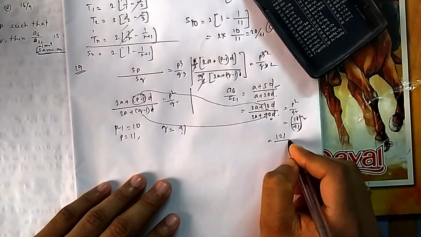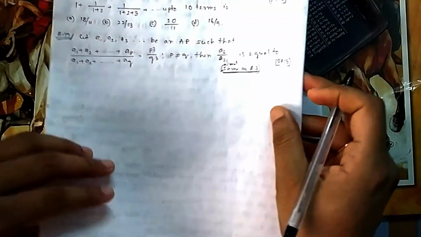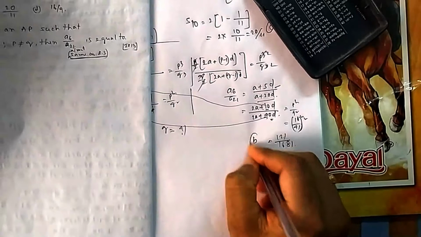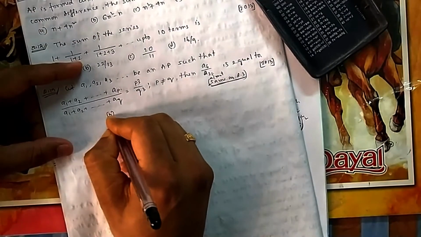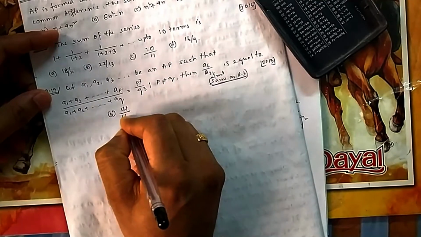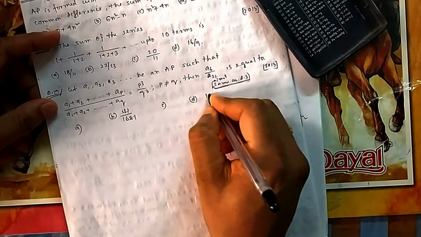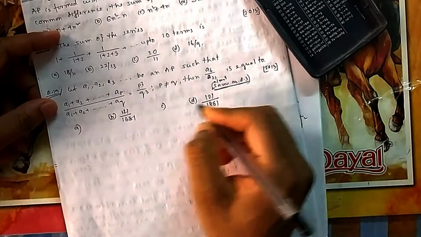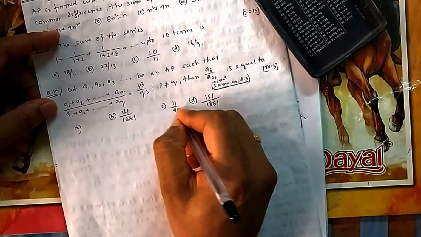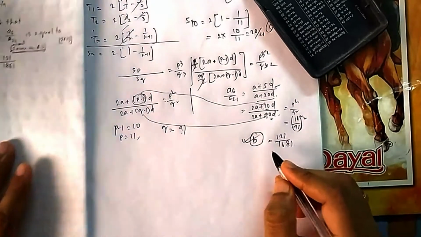That is 121 by 1681, I guess. The options are not given, so you can see this one. This is option B. I have missed those options; you can put it there. It will be 121 by 1681. Other options are there, but they don't require attention. These are 11 by 41, that old one is 41 by 11. So that answer will be option B.